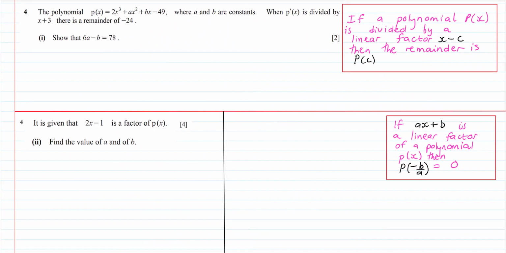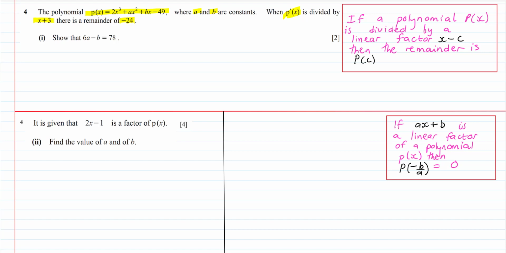Question 4, part 1, we're given this polynomial here, where a and b are constants, and we're told when p prime of x is divided by x plus 3, there's a remainder of negative 24. So just to the side here in this red box, I've written out the remainder theorem, which we're going to need to help us solve this problem.